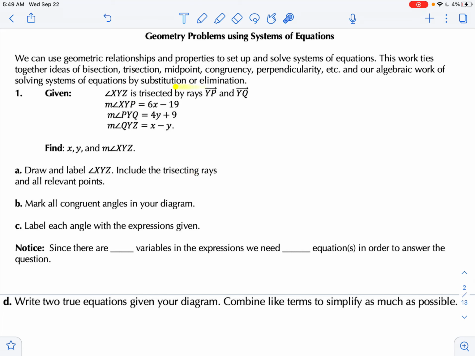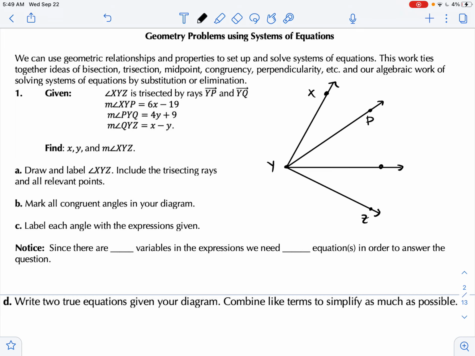In my given information, I see angle XYZ is trisected by rays YP and YQ. So to get started, I want to draw that angle. I want the relative points, meaning the points that build the rays that build the angle. I want to label those X, Y, Z. I want to include the trisecting rays, so I want to include YP, and I also want to include YQ.